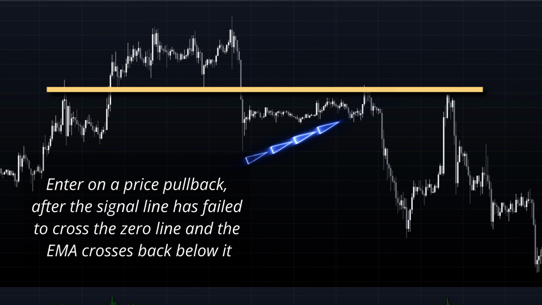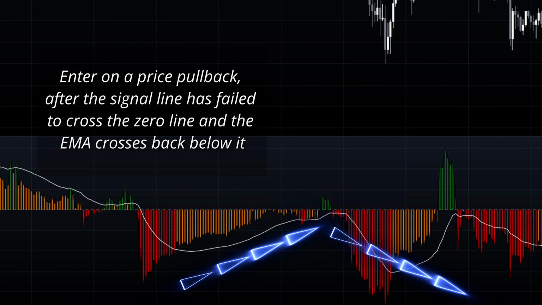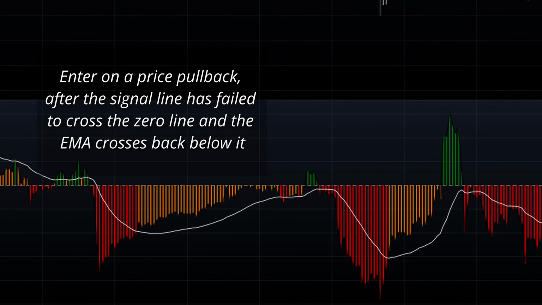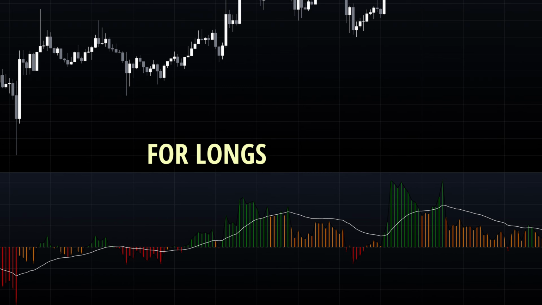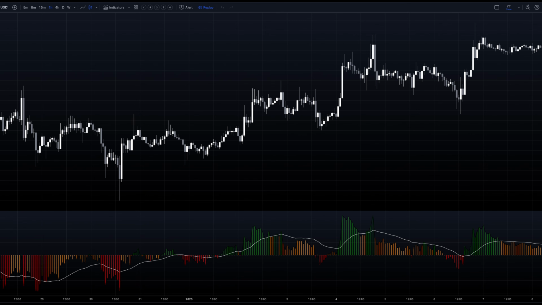We enter on a price pullback after the signal line has failed to cross the zero line and the EMA crosses back below it in this case. For longs, it would be crossed back above it, obviously.